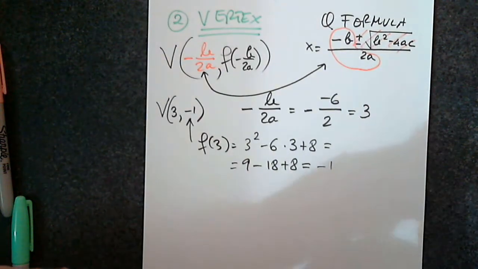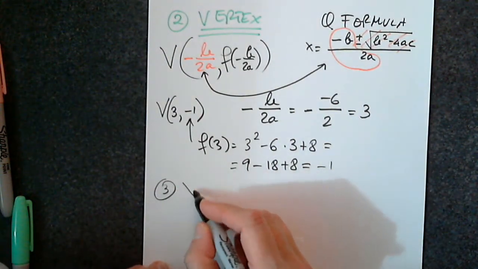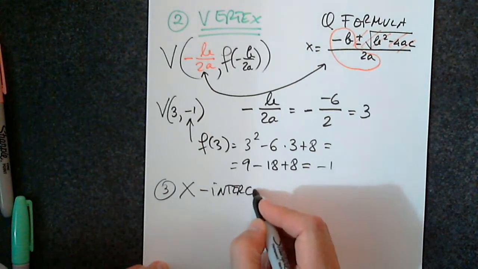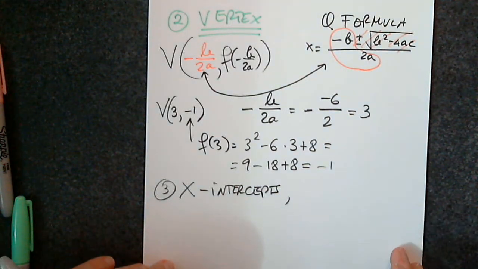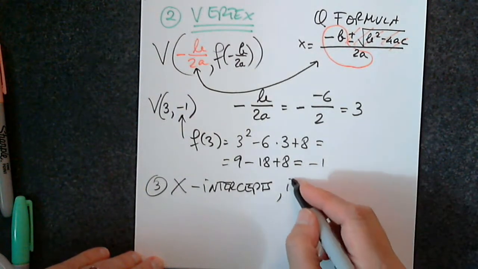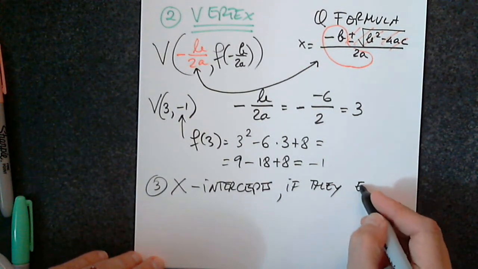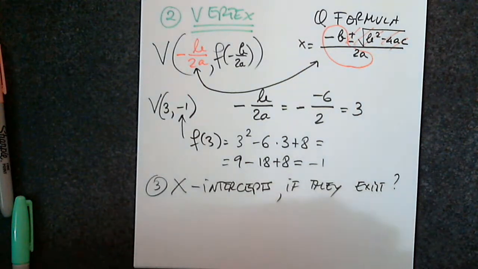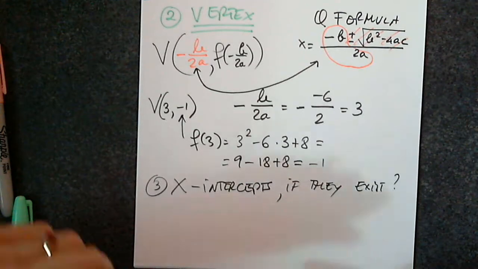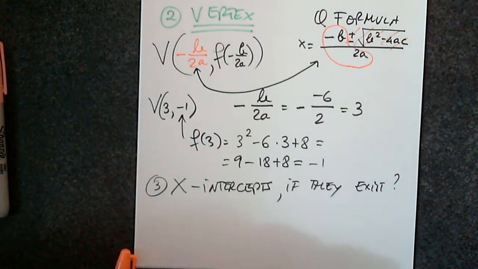The next step is the x-intercepts. But this is extremely important: if they exist. What does that mean? If it's above 0. All real numbers. But what is above or below? The y coordinate of the vertex.